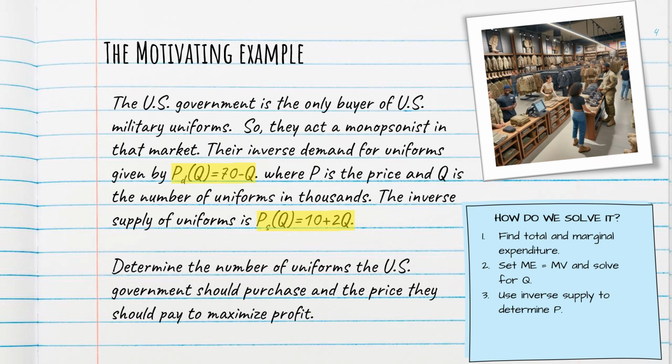The reason why we have to use inverse supply is because the monopsonist, the US government, figures out how much they want to buy to maximize their profit, and then they look to the supply curve to determine what price they need to offer in order to buy that many units. So the key detail to solving a monopsony problem is you have to orient yourself to the problem, recognize that we're talking about the buyer and the buyer having control rather than the seller having control.